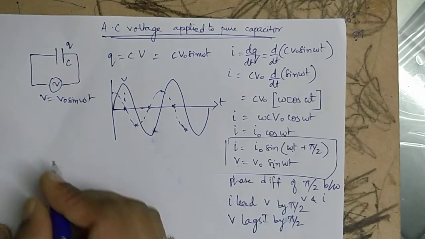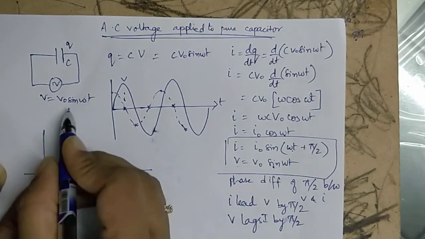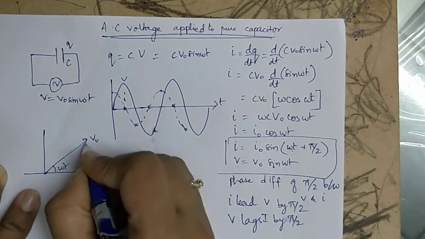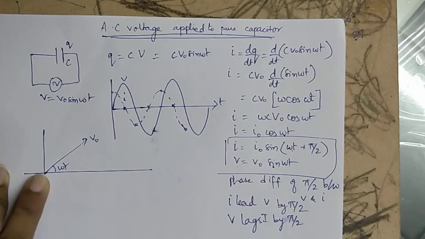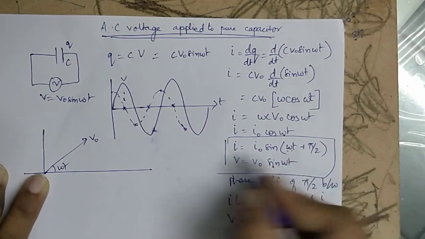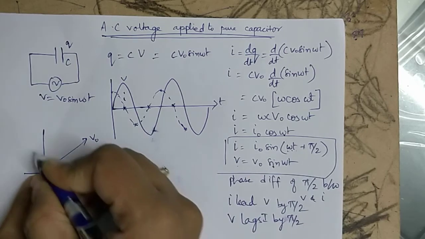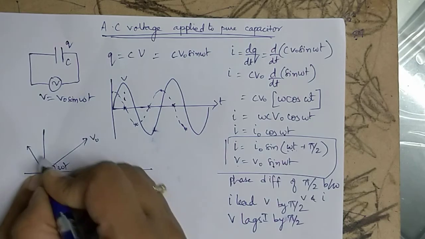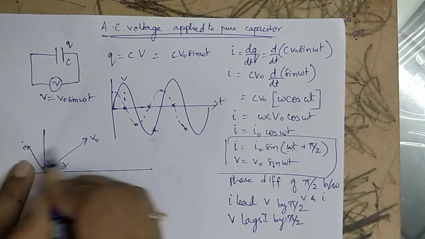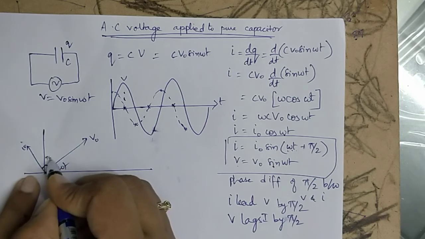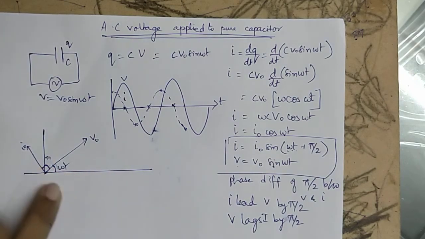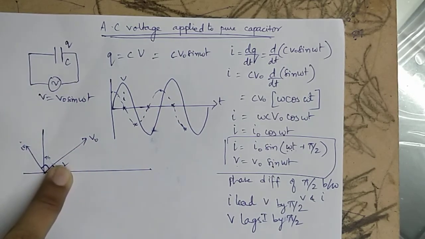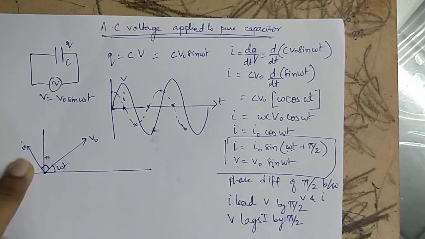Now when you have to plot a phasor diagram, at an angle of omega t, this will be V naught. This is the vector for voltage. Now for current, you see the angle is omega t plus pi by 2. So an additional 90 degrees here. This is I naught. So the angle between voltage and current is 90 degrees, this is pi by 2. So you see here current leads voltage. Current is ahead of voltage. So current leads voltage by pi by 2, or voltage lags behind current by pi by 2.